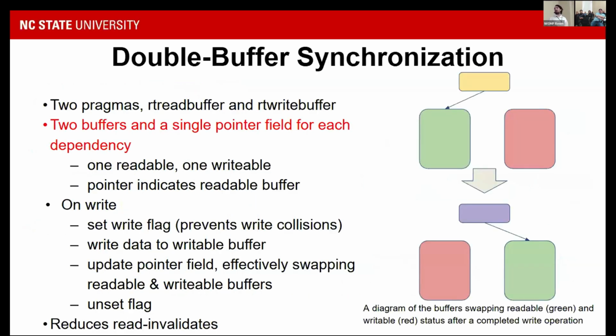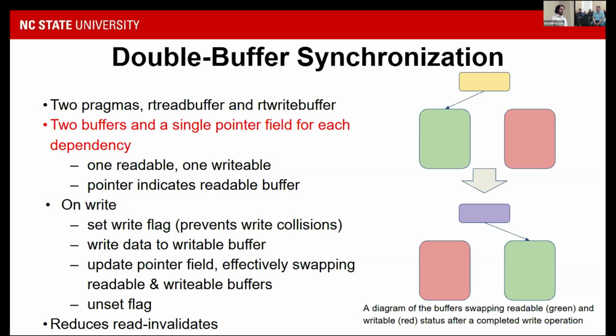Double buffer is similar, but reduces the number of invalidations we get. In this case, for every dependency variable, there are just two slots for it, two segments of data, and then a single pointer and a small write flag. All that needs to be done then is that whichever one is pointed to is readable, and thus by definition we assume the other one is writable, or could be writable.